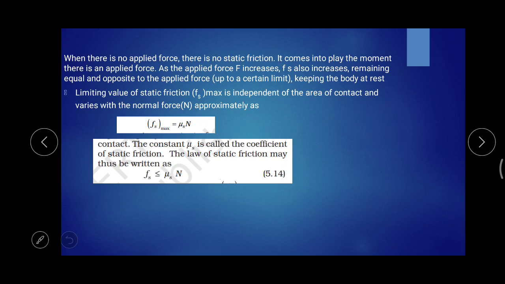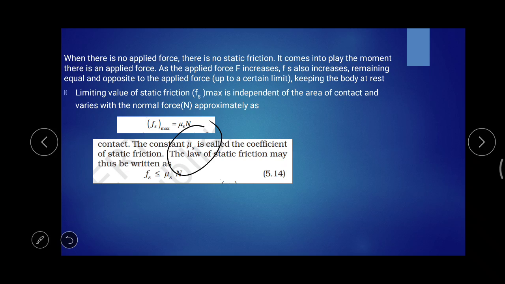If the mass of the body is m, then the normal force acting will be equal to mg, that is capital N. And if the coefficient of static friction between those two bodies is mu s, then the static frictional force Fs will be equal to mu s into N. That is the relation to obtain the frictional force, where the constant mu s is called the coefficient of friction.